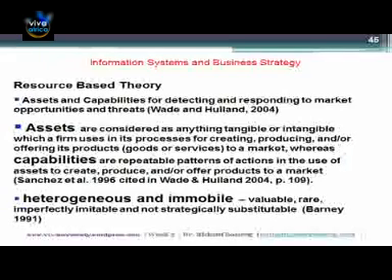Now, Barney, who came up with the concepts, argues that in order to enable a firm to use its resources to achieve competitive advantage, the resources have to be heterogeneous and immobile. What does it mean? That means that the resources have to have 4 key attributes which enable the resources to support the firm in keeping and maintaining its competitive advantage. What are these key attributes?